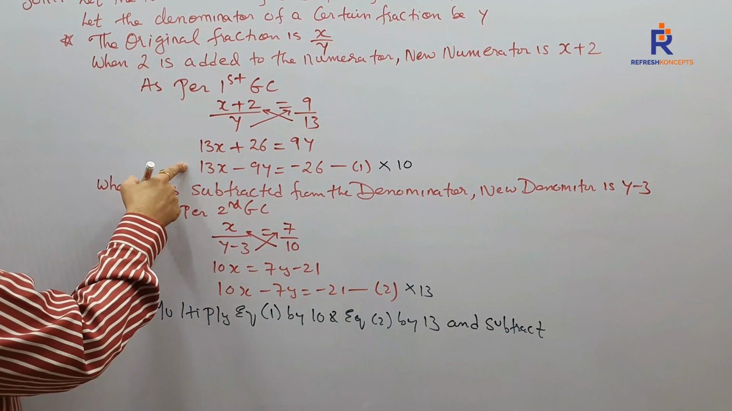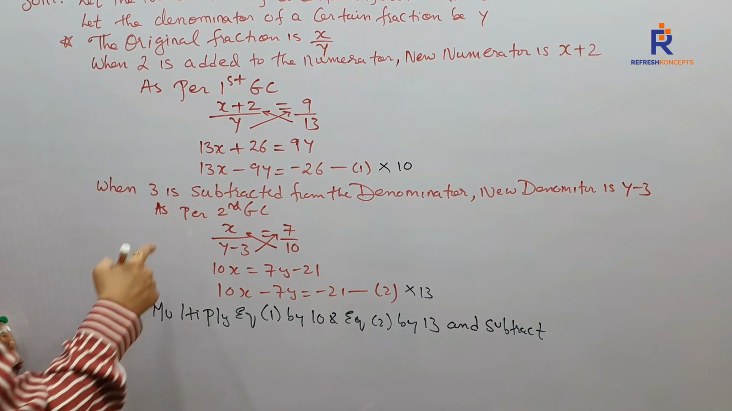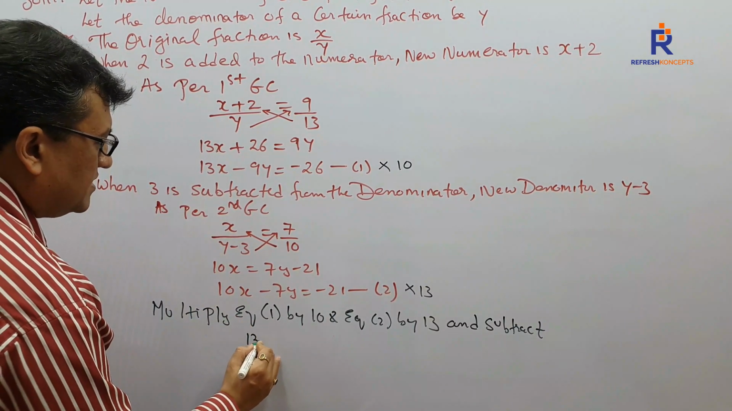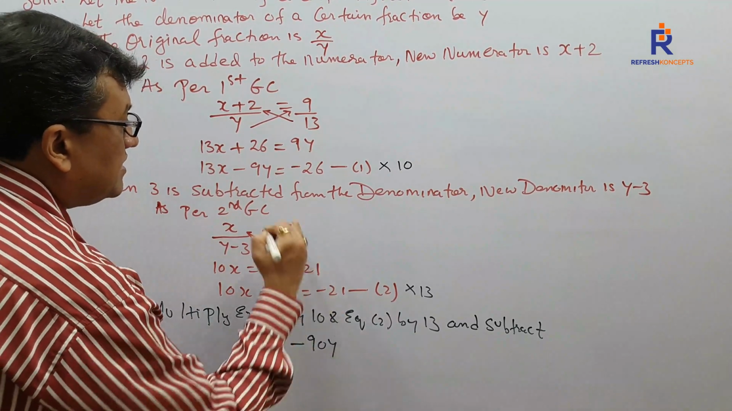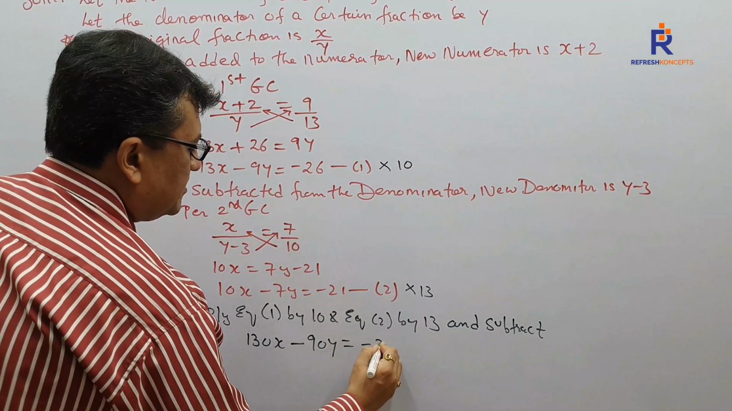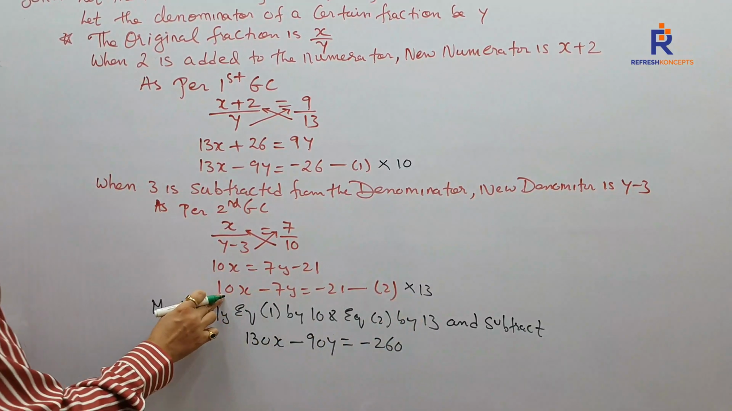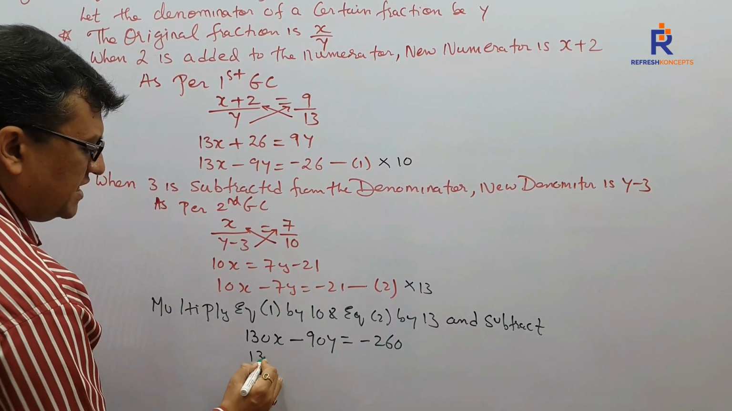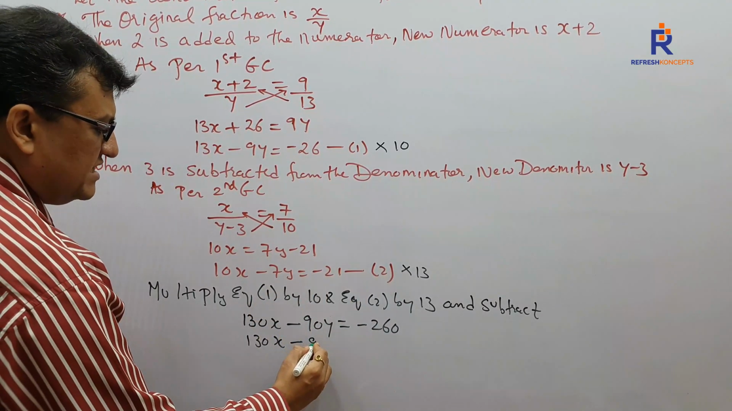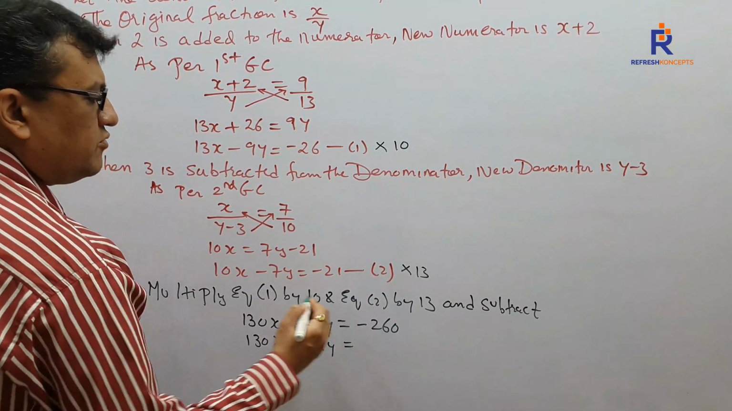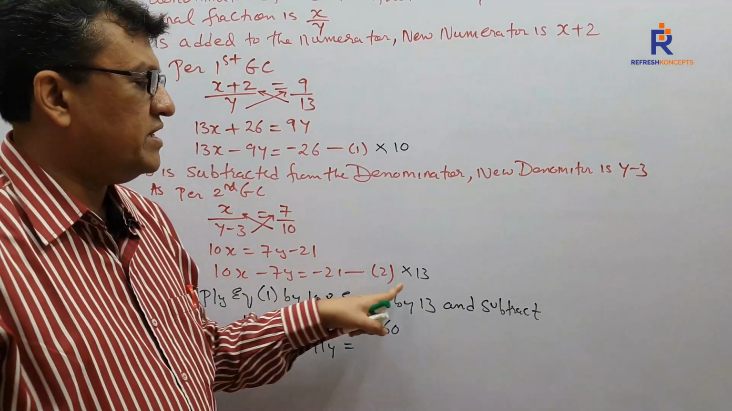So when I multiply this by 10, what is the answer? 130x minus 90y is equal to minus 260. When I multiply this by 13, 130x minus 13 sevens are 91y is equal to minus 21 into 13.